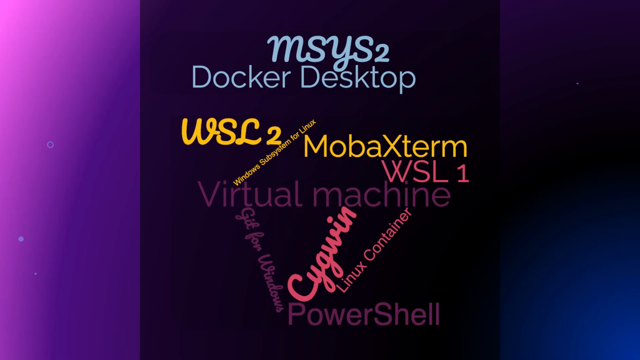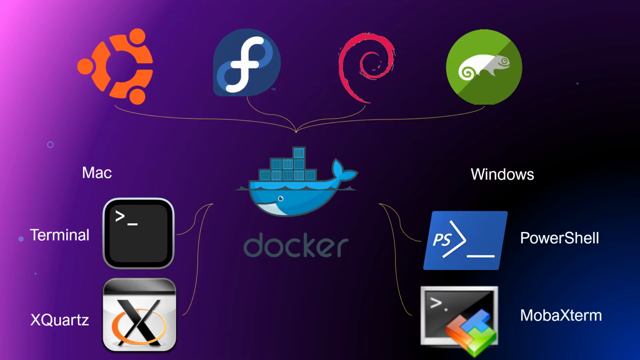If you get confused with so many options, here's my recommendation. Use Docker Desktop to get access to various Linux flavors. On Windows, use PowerShell to control your Linux container through command line, and MobaXterm to display Linux graphics. On Mac, use its default terminal to control your Linux container through the command line, and XQuartz to display Linux graphics.